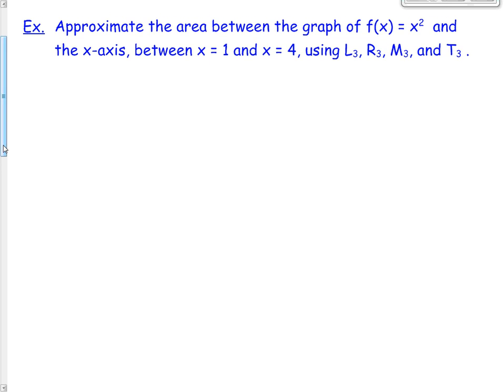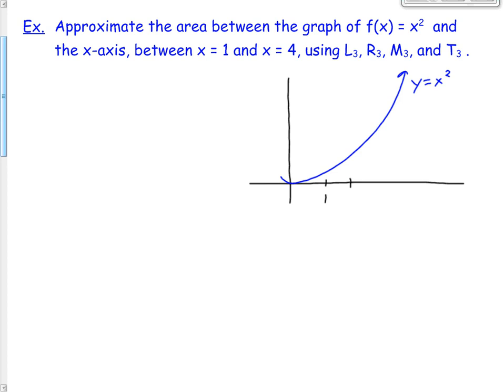All right, so first, I guess we should probably draw a picture. Y equals x squared. And we're interested in the interval from x equals 1 to 4. We'll put some labels on this. That's 16 and that's 1, etc.